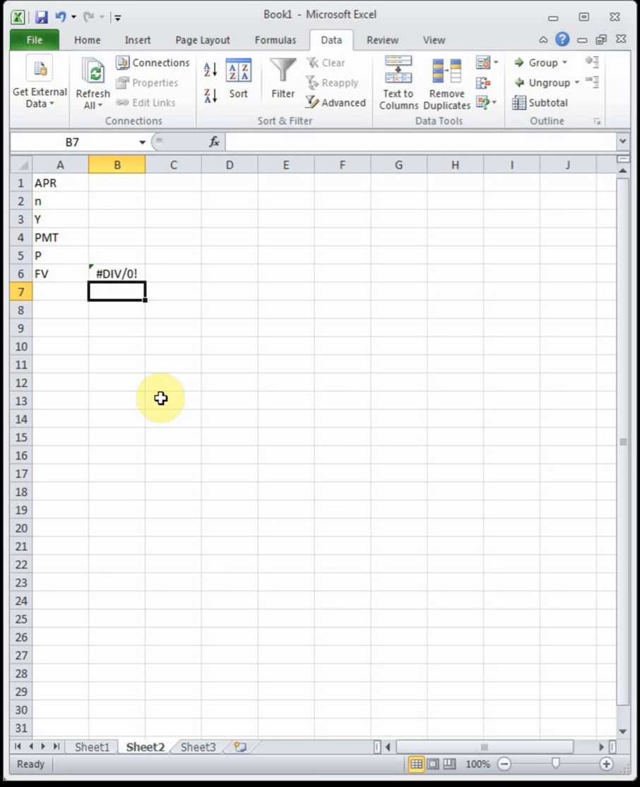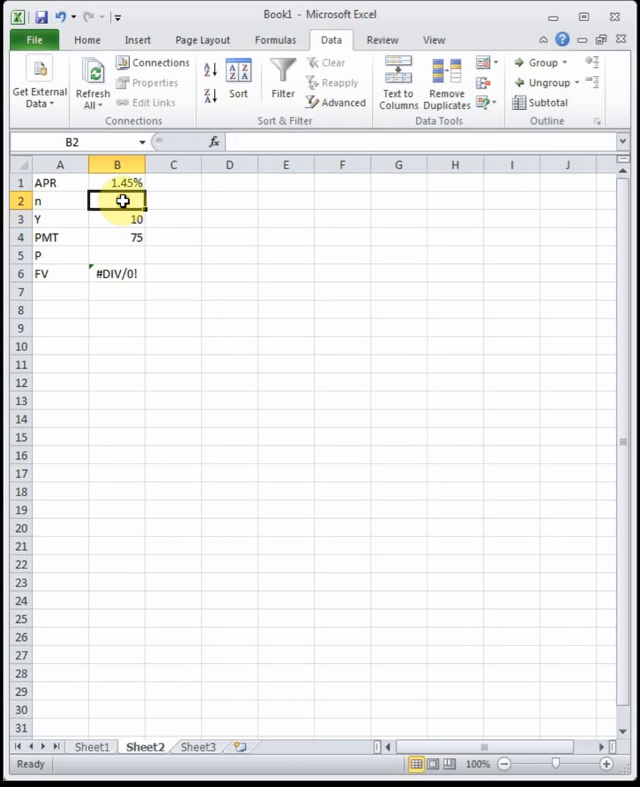So looking at an example, it says Jim deposits $75 each month. So that's our PMT. Into an account with an APR of 1.45% compounded daily. And it says determine the balance in 10 years.